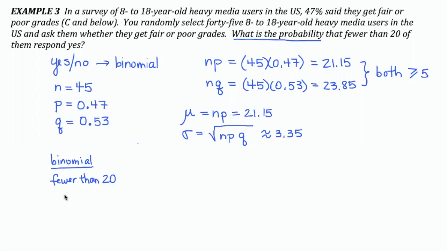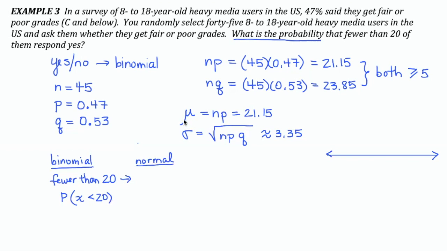In symbols, I want my x value to stay below 20. I now want to convert that to a normal distribution probability. And in this case, they do usually want you to sketch the actual normal distribution that you're using to approximate. So rather than just drawing the number line, I'm actually going to draw the distribution with these characteristics.